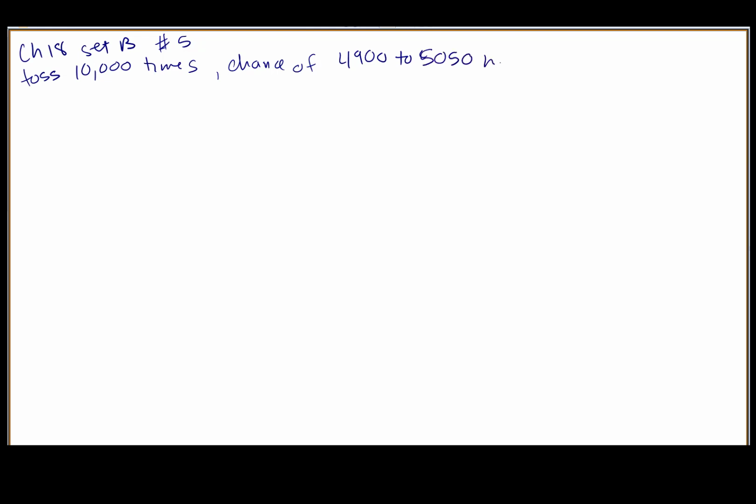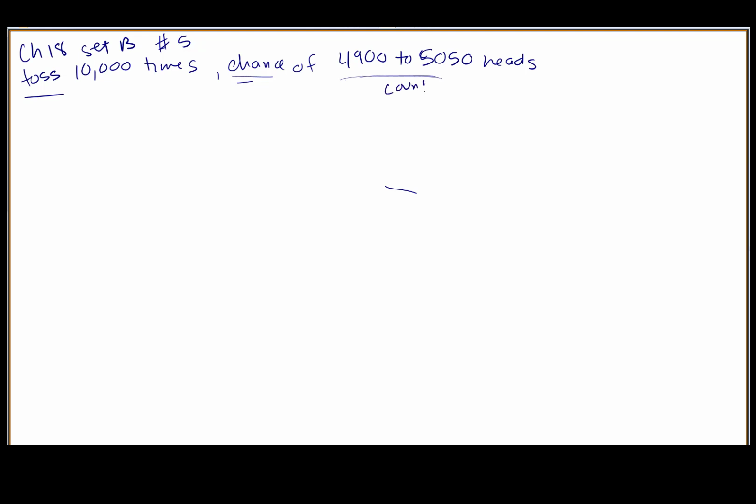This is chapter 18, set B, number 5. Basically we want to toss a coin 10,000 times, and we're looking for the chance of 4,900 to 5,050 heads.